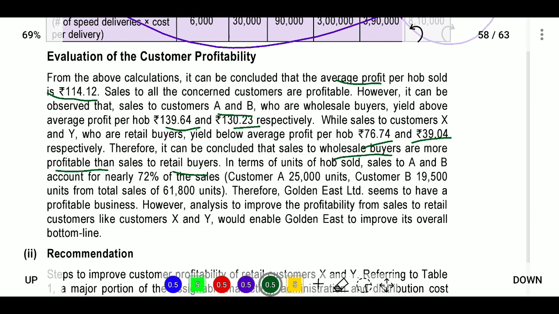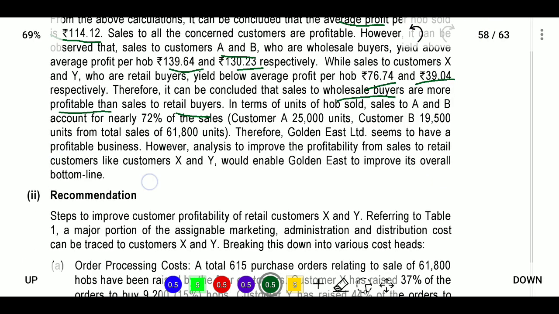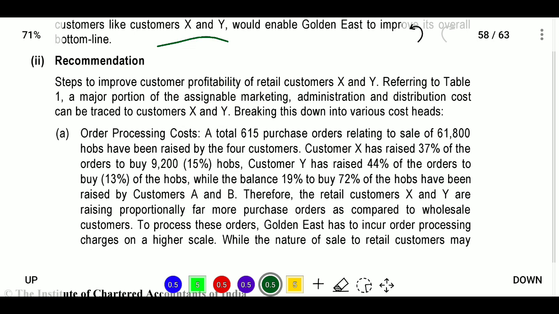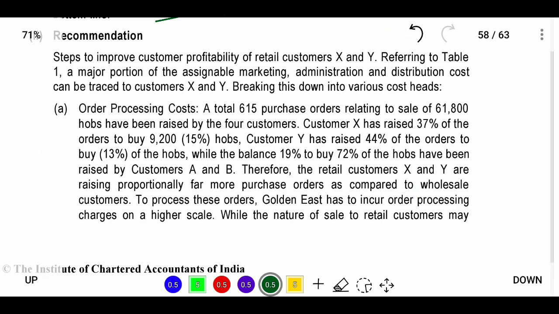However, analysis to improve profitability from sales to retail customers like customer X and Y would enable Golden East to improve its bottom line over time. Next, recommendations. What do we recommend? We require a recommendation on X and Y, who are the retail customers. Referring to the table, the major portion of their profitability is assigned to marketing and administration. Because of their cost, we are not getting more profit from them.